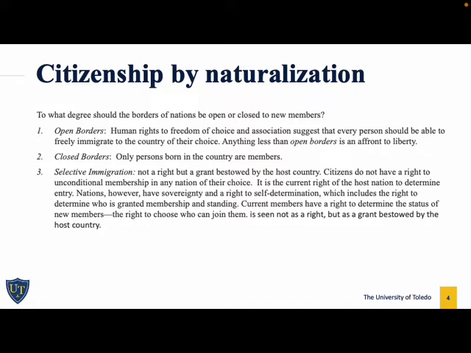The second option, its opposite, is closed borders. Would it be fair for a nation to choose to have completely closed borders? Not to consider any claim of immigration from the outside. Should we close the border? Should we build a wall, hermetically sealing the nation from any outside influence?